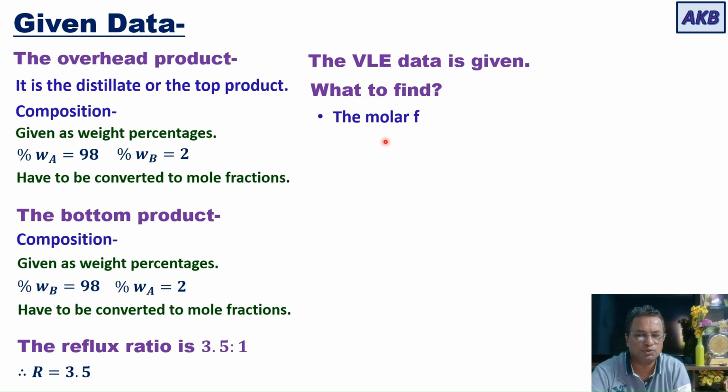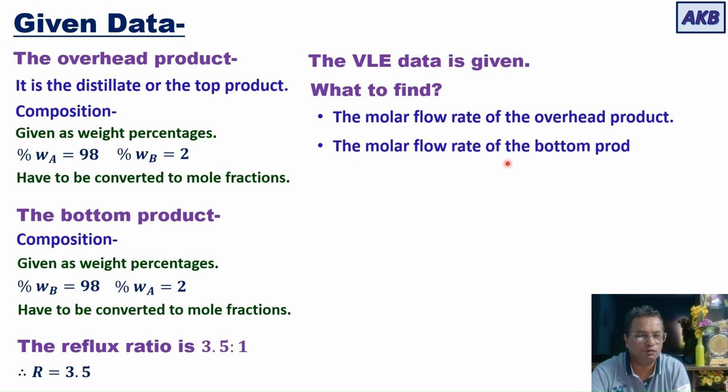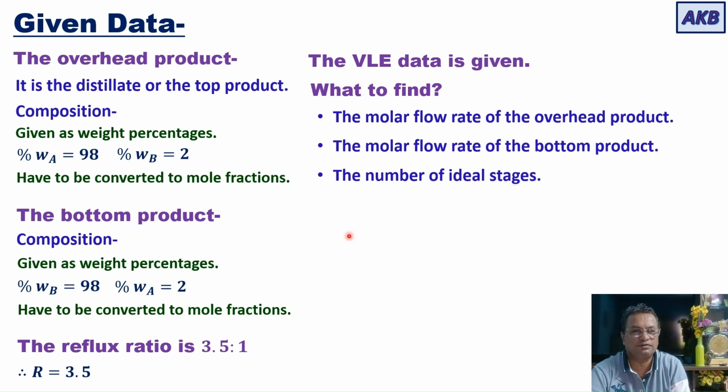And what are we supposed to find? First, we need to find the molar flow rate of the overhead product or the distillate. And then we need to find the molar flow rate of the bottom product. And we also need to find the number of ideal stages required for this particular separation.